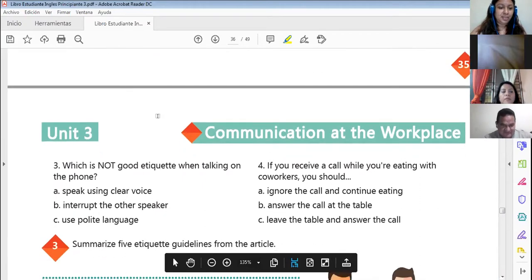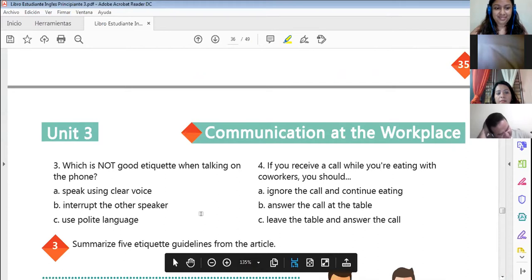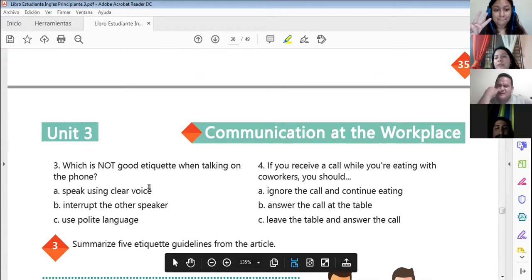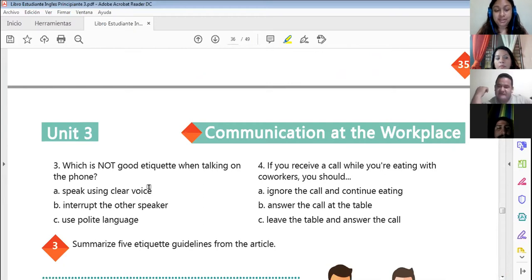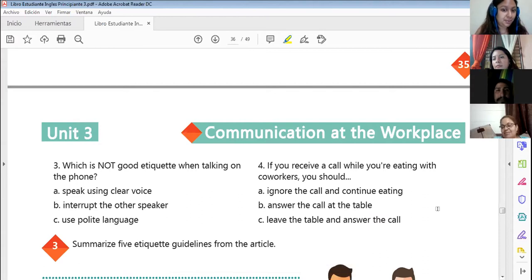Number four says, which is not good etiquette when talking on the phone? Interrupting the other speaker is not okay. And number four, if you receive a call while you're eating with coworkers, you should leave the table and answer the call if it's important, right? If you don't want to talk to the person, you can ignore the call and continue eating.